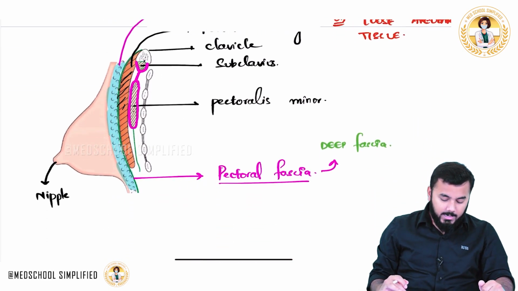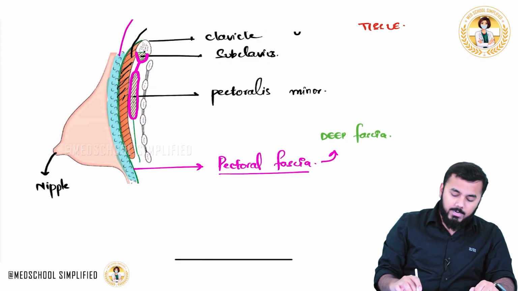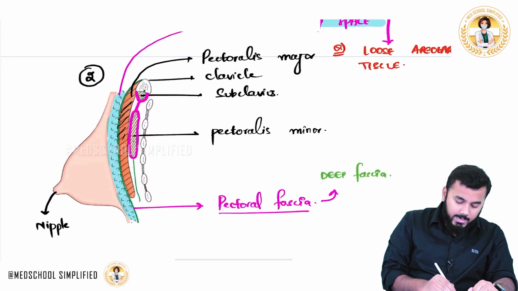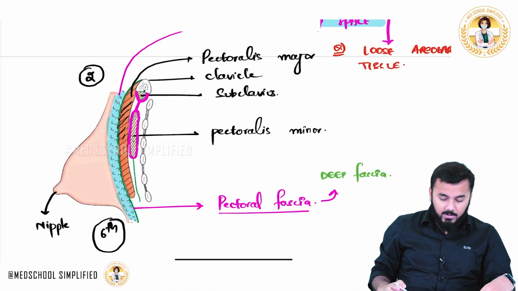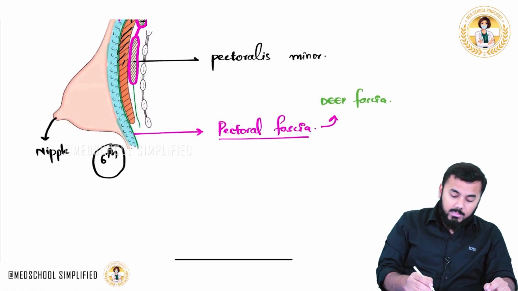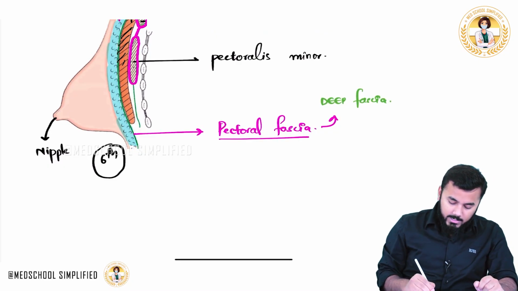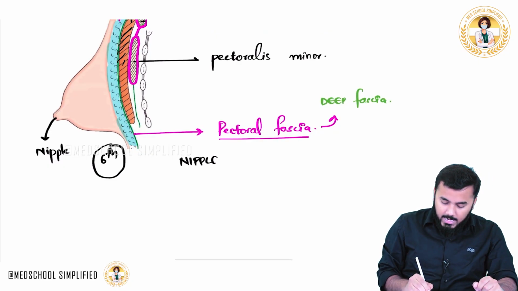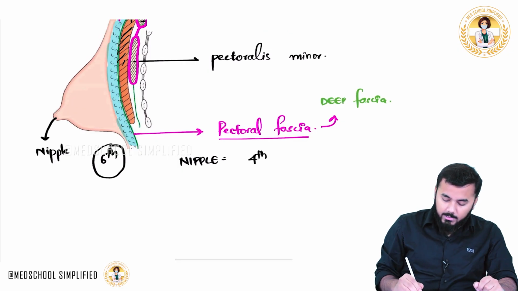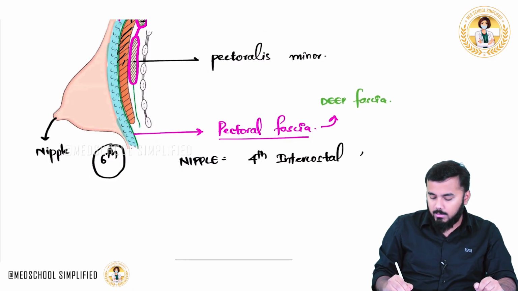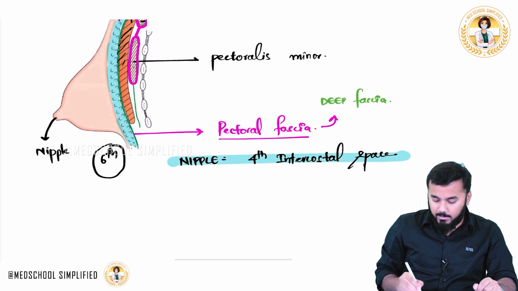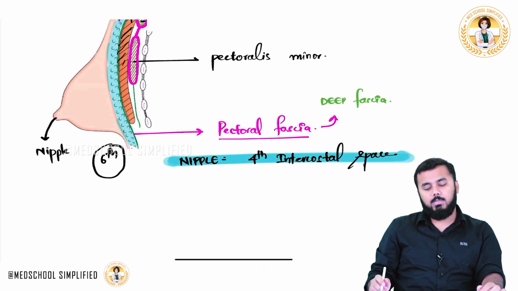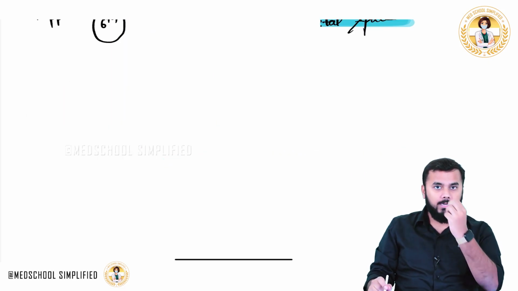And next important thing is that I told you that the breast lies all the way between the second rib till the sixth rib. And if someone asks you where the nipple lies, the nipple exactly lies in the fourth intercostal space. This is the place where the nipple actually lies. Nipple lies in the fourth intercostal space. Keep this thing in mind.